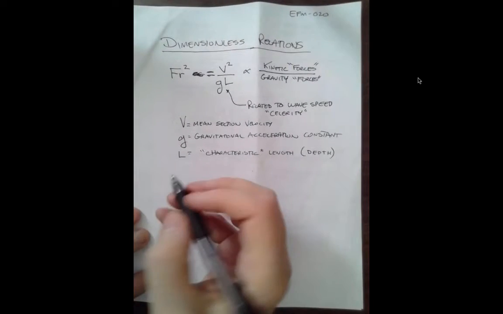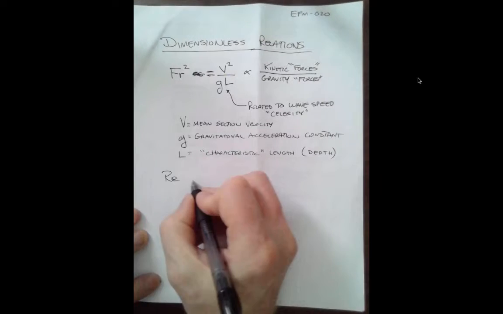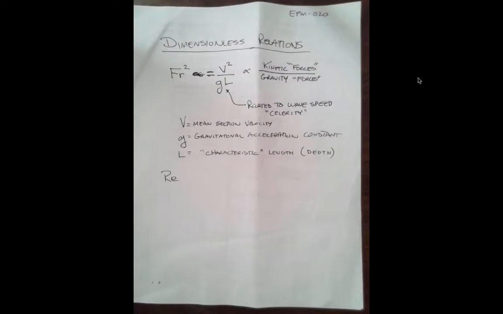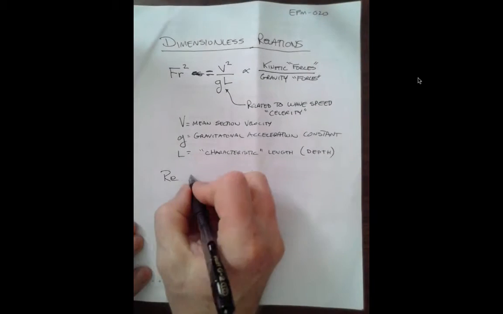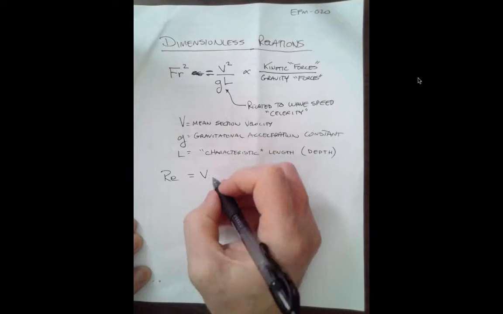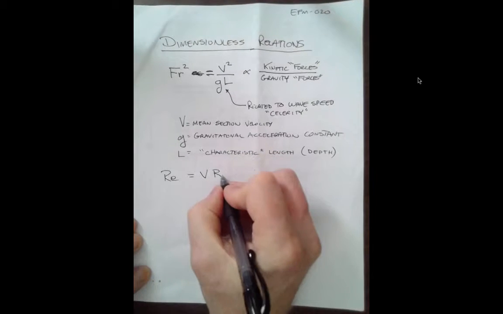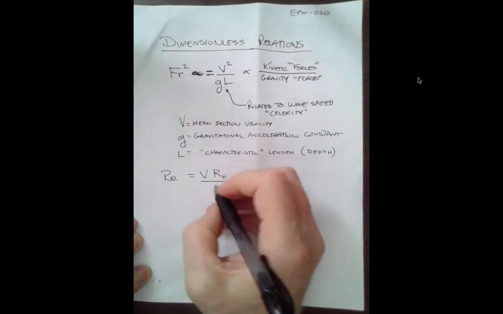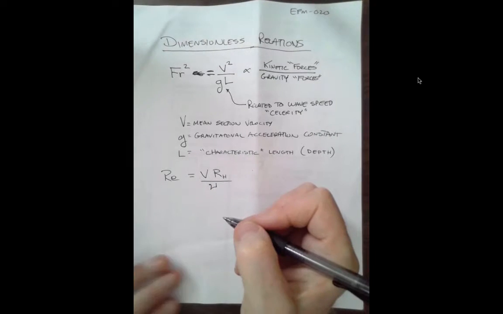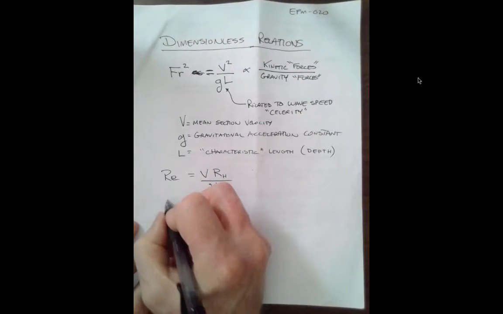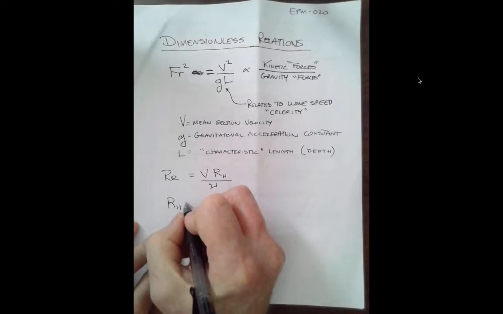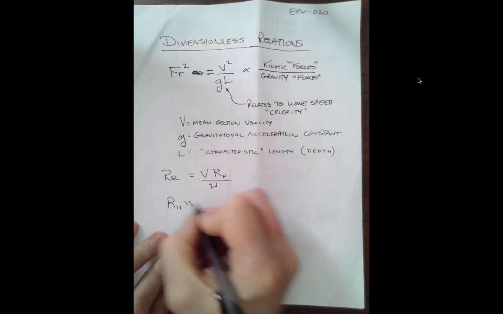Okay, Reynolds numbers also matter. And the Reynolds number in an open channel is the velocity times a characteristic length called the hydraulic radius divided by the viscosity. R sub h is a hydraulic element called the hydraulic radius.